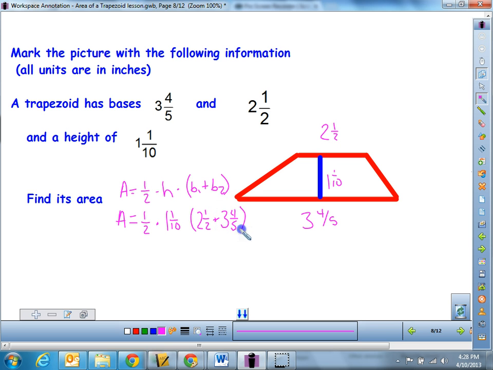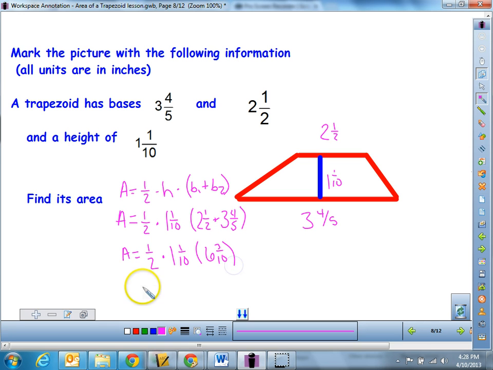So if you don't have a calculator, remember before you add, you have to get common denominators. So you would want to change them to both being something over 10. Otherwise, if you have your calculator, use your fraction button or your ABC key and add 2 1/2 plus 3 4/5. And when you do that, you should have gotten 6 3/10. So we've got A is equal to 1/2 times 1 1/10 times, what did I say? 6 3/10.